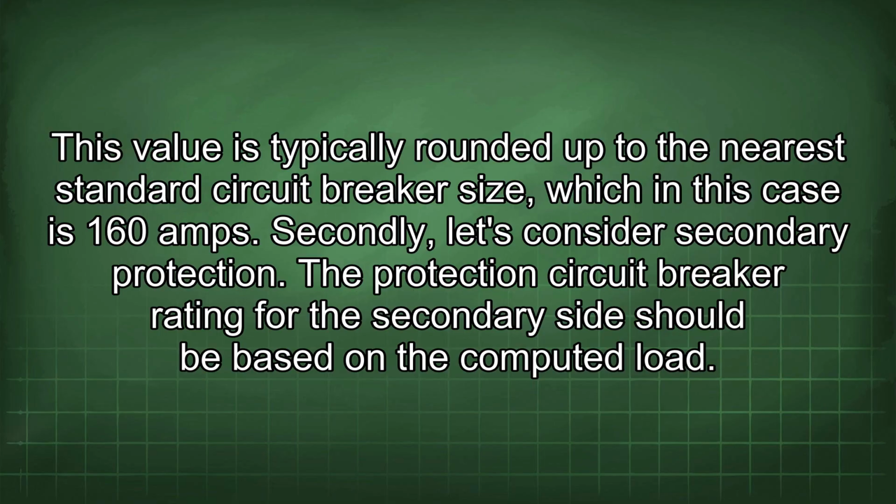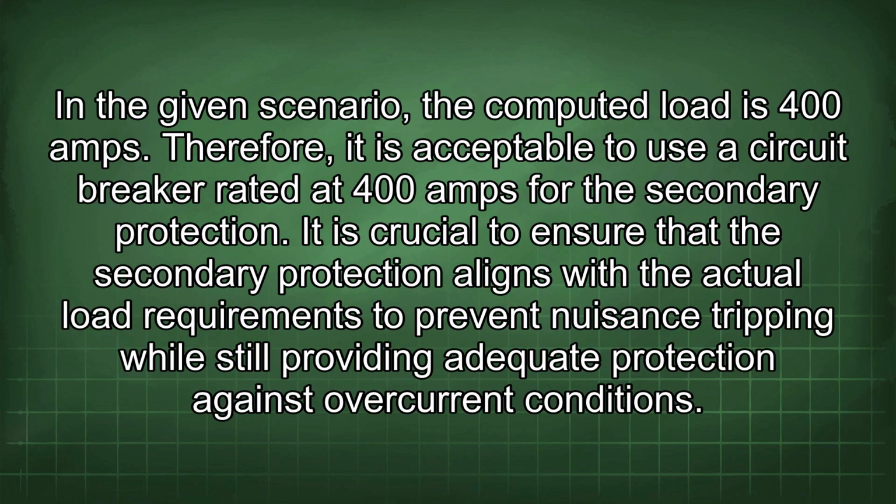The protection circuit breaker rating for the secondary side should be based on the computed load. In the given scenario, the computed load is 400 amps. Therefore, it is acceptable to use a circuit breaker rated at 400 amps for the secondary protection. It is crucial to ensure that the secondary protection aligns with the actual load requirements to prevent nuisance tripping while still providing adequate protection against overcurrent conditions.